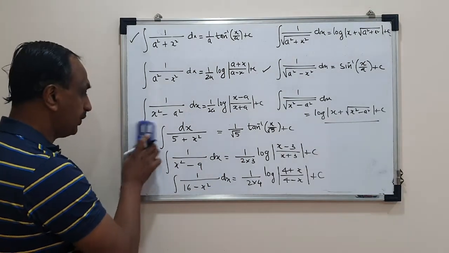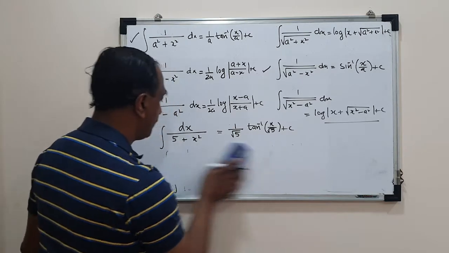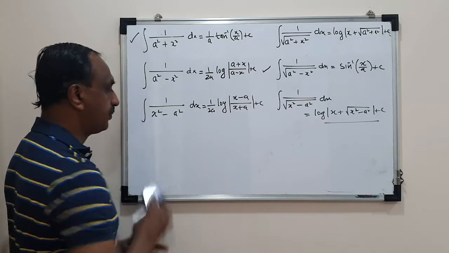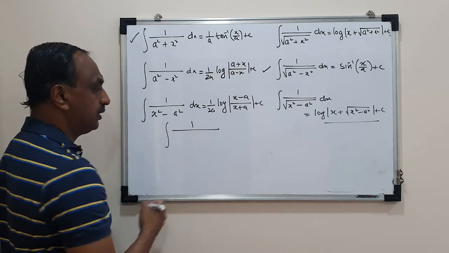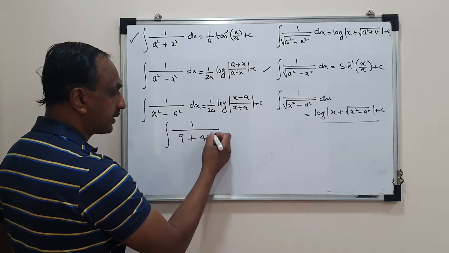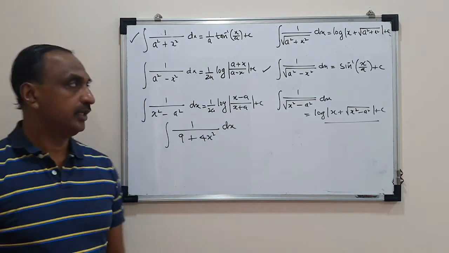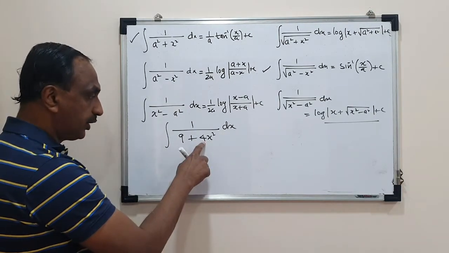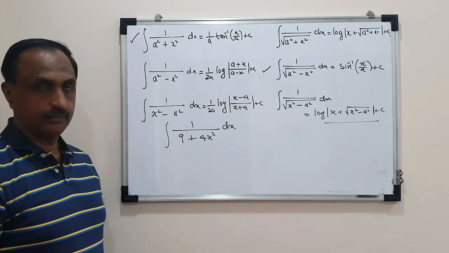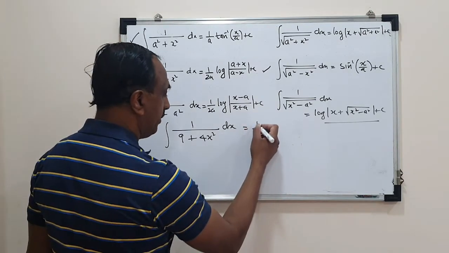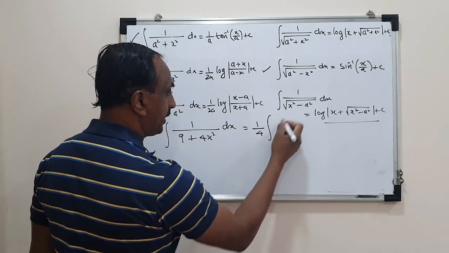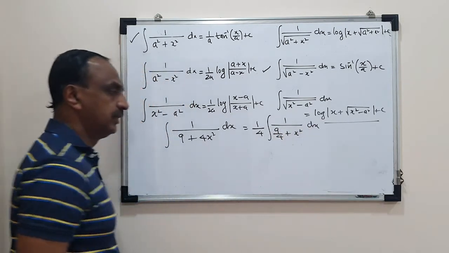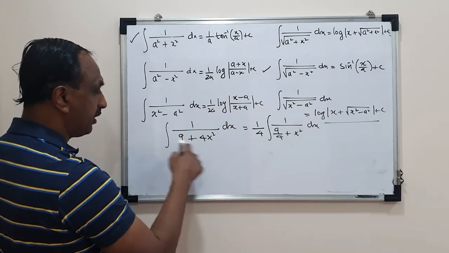Then second, my question to you is, what will be there if there is a coefficient for x square? For example, let's say I have a problem like this. 1 over 9 plus 4 x square dx. You can see the coefficient of x square everywhere is 1. So one option you have is you can take a 4 common. You can write this way. 1 by 4 integral 9 by 4 plus x square dx. This is one option you can have. Make the coefficient of x square common by taking a 4 common.